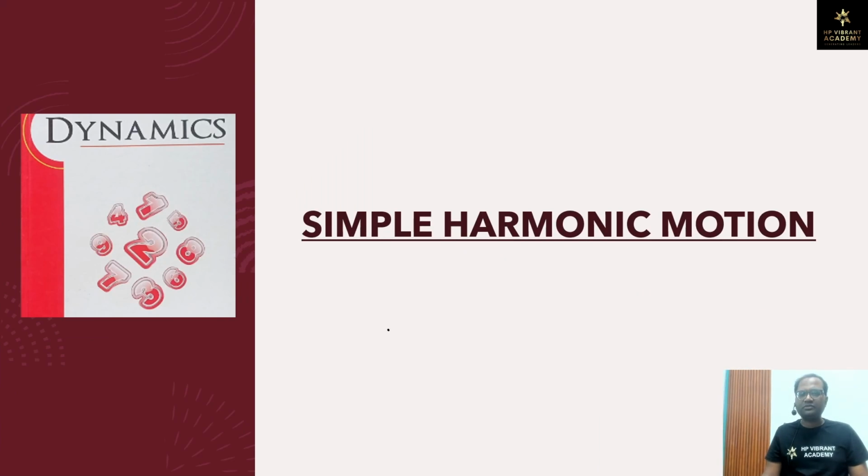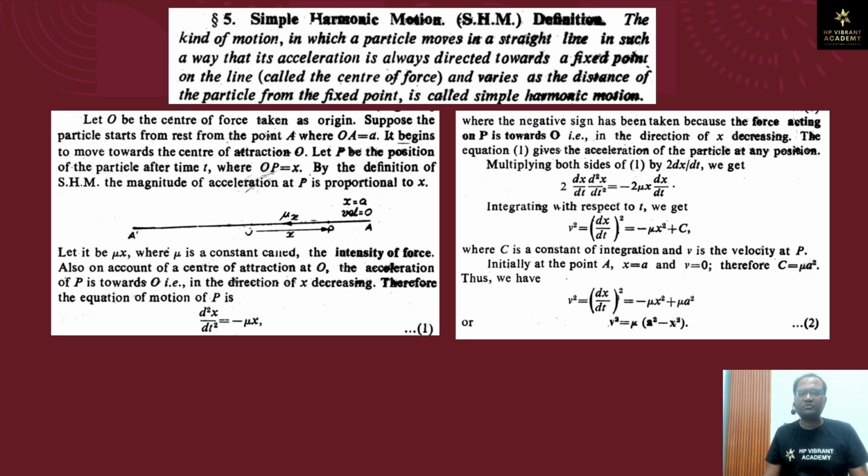In this particular lecture, we will discuss simple harmonic motion. So let's begin. What is simple harmonic motion? Simple harmonic motion is a kind of motion in which a particle moves in a straight line in such a way that its acceleration is always directed towards a fixed point. The acceleration at any particular point is always towards the fixed point, and that fixed point is known as the center of force. This acceleration at any particular point varies as the distance of that particle from the fixed point.